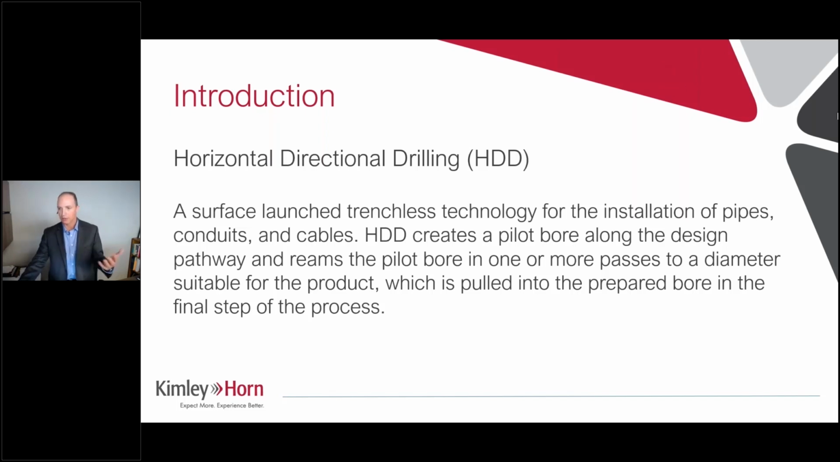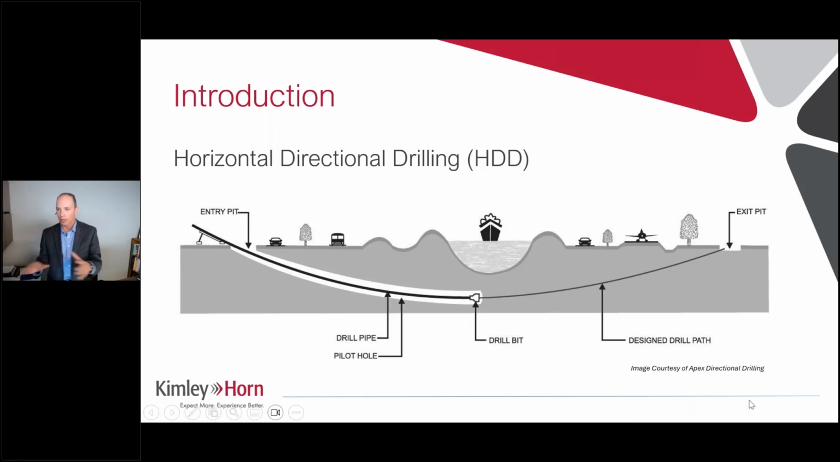It can be used for lots of different utilities or pipelines. We're going to be talking mostly about water and wastewater pipelines, pressure pipelines. Here's a simple illustration that shows what it looks like. Typically, HDD is used to go underneath an obstruction that would be very difficult to install the pipe under by open cut. So bodies of water are a very typical installation for HDD, as well as going under roadways, railroads, trees, airport runways, things like that.